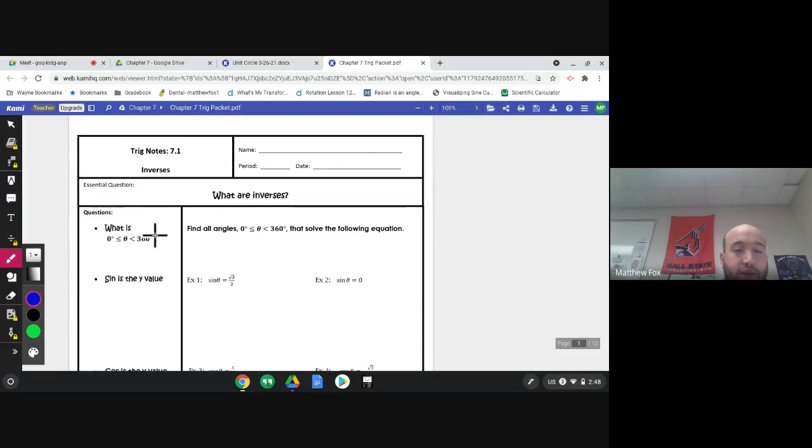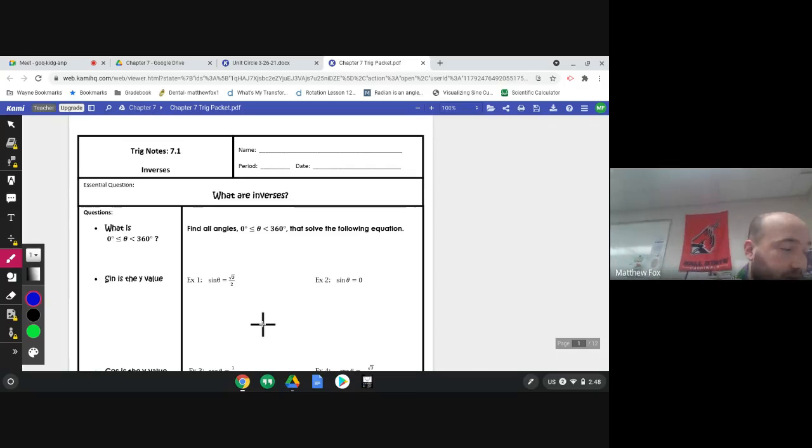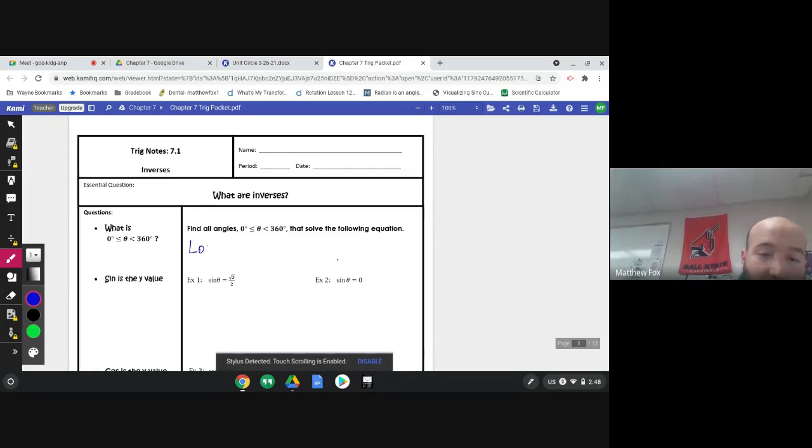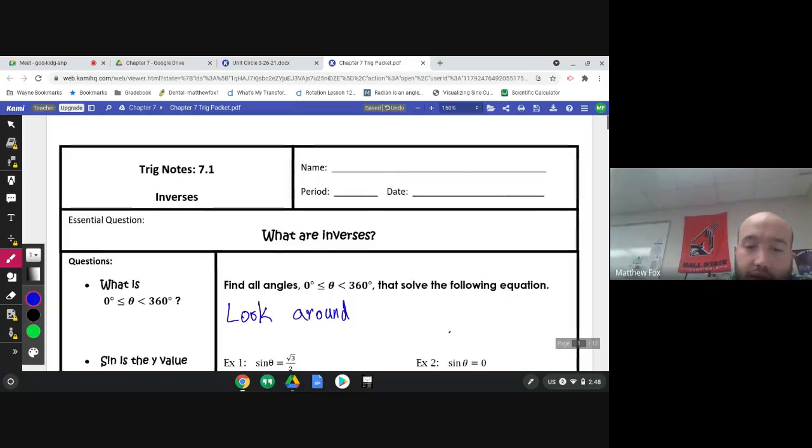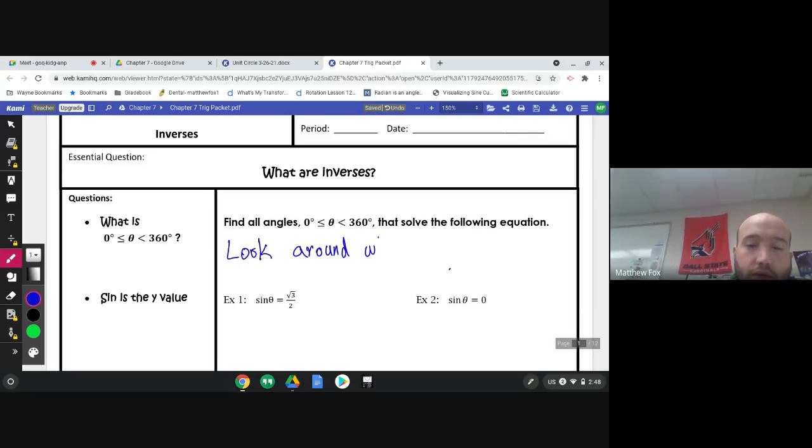Now, first question here, what does 0 degrees to 360 mean? In this case, it means we have to look around that entire unit circle to find our answers. So what I mean by that is, here, let me write this first. Let me make that bigger also. Okay, look around the whole unit circle for our answers. Now we know the unit circle, one rotation is 360 degrees.